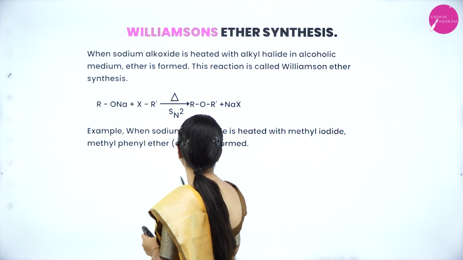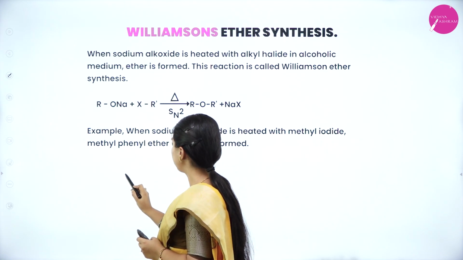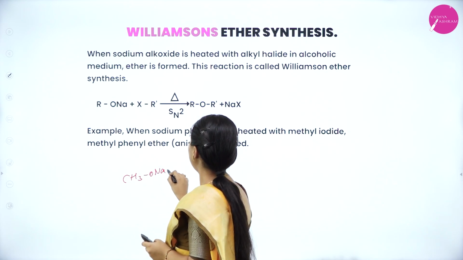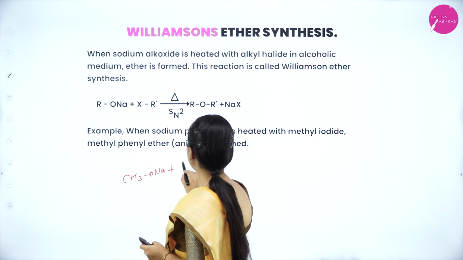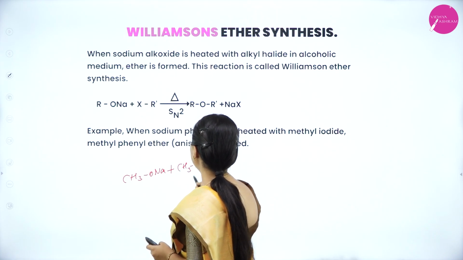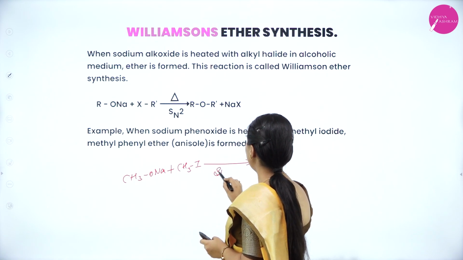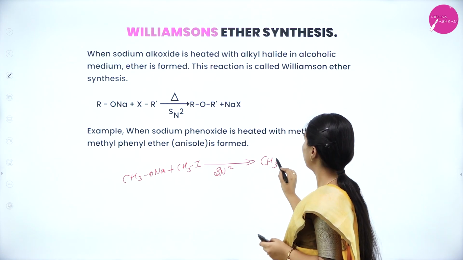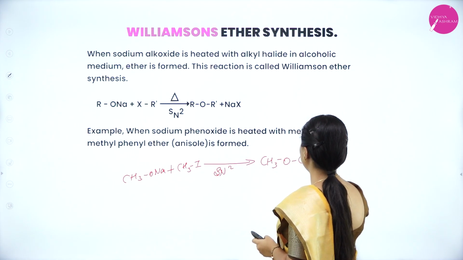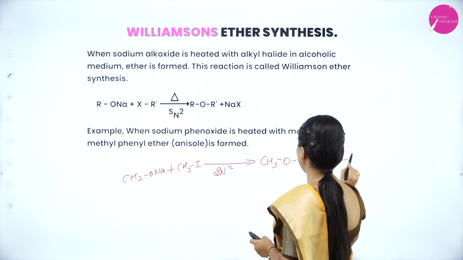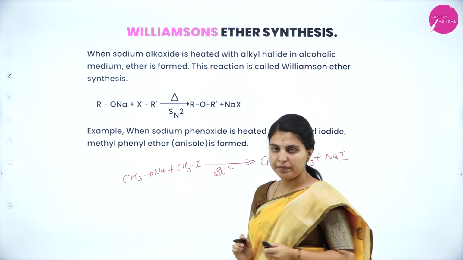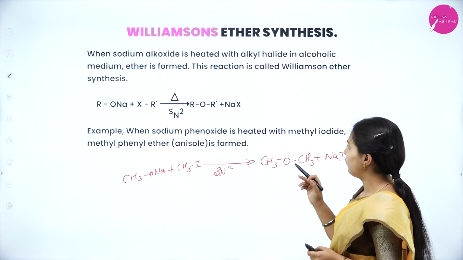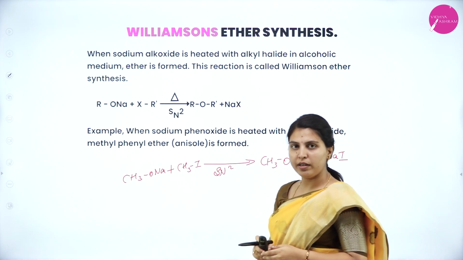Okay, CH3ONa plus methyl iodide, CH3I, reacted through an SN2 reaction, will form CH3OCH3 plus sodium iodide. Okay. When sodium alkoxide reacts with alkyl halide, it will form ether and sodium iodide.